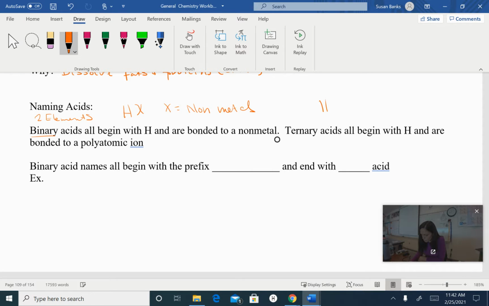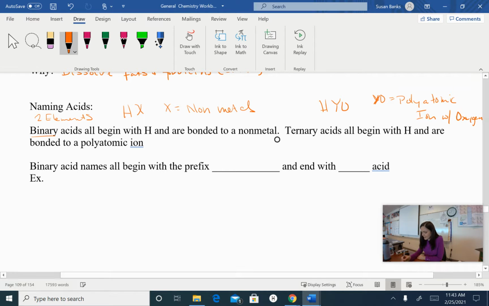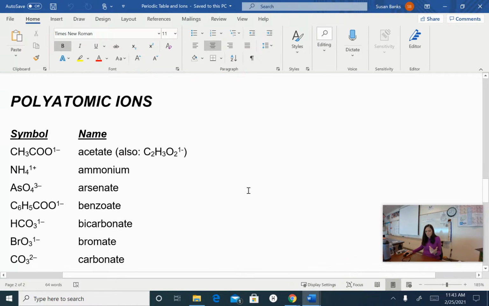And I like to do HYO, where YO is a polyatomic ion. And we haven't talked about polyatomics for a while. And notice that the polyatomic ion has oxygen in it. So let me show you a list. Let's refresh our memory. These are our polyatomic ions that we were using before. They are in your notes when we go back to our naming, when we did our naming way back in November, if you remember.